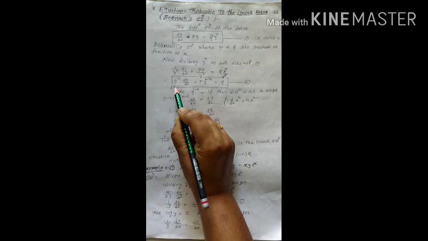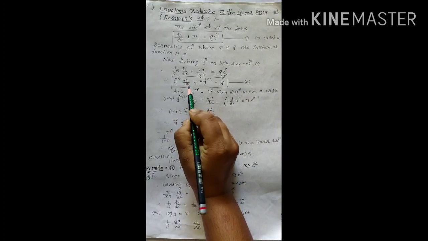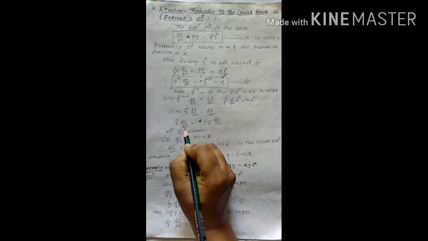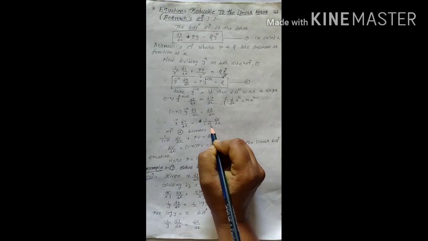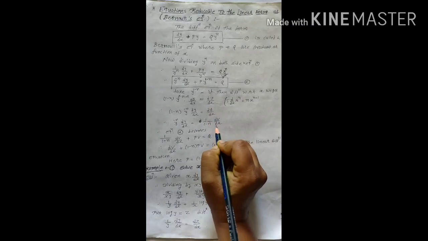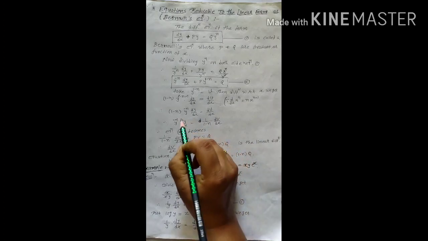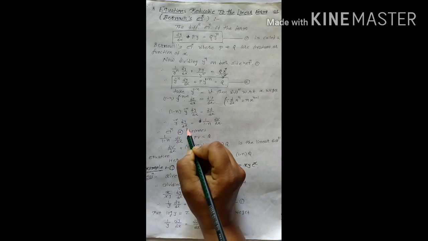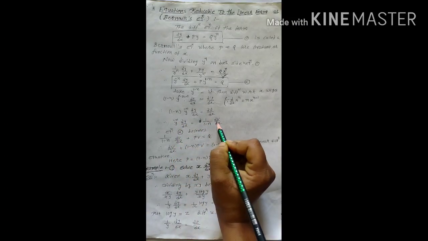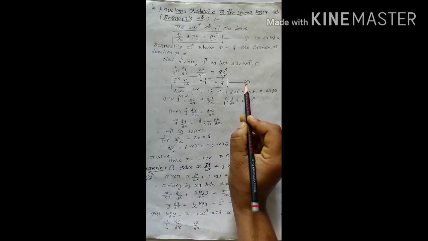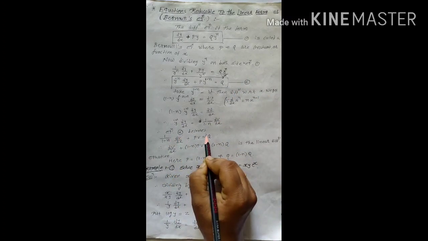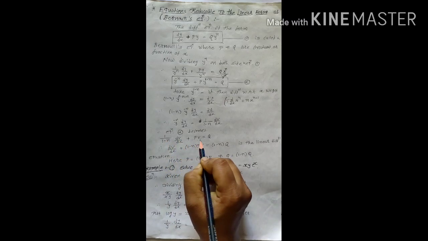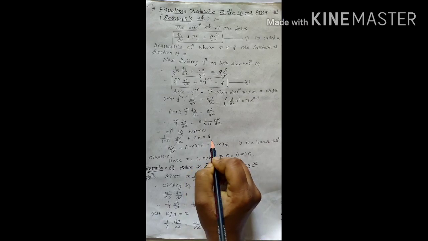But here we require only y raised to minus n dy by dx. Therefore, y raised to minus n dy by dx is equal to 1 over 1 minus n into dv by dx. Now put y raised to 1 minus n is equal to v and y raised to minus n dy by dx is equal to 1 over 1 minus n into dv by dx in equation 2. Therefore, equation 2 becomes 1 over 1 minus n dv by dx plus p into v is equal to q.